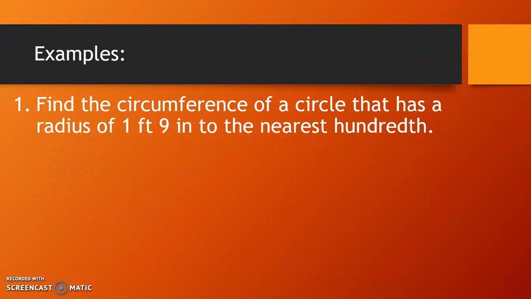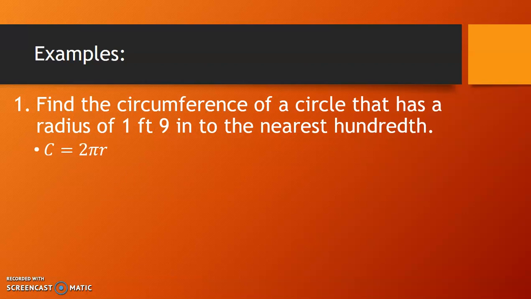Next one here, they want us to find the circumference for a radius that is 1 foot and 9 inches. Now, if you have problems like this one where your measurement of the radius or the diameter has 2 different units in it, like this one has feet and inches, you're going to want to somehow either convert that to a decimal form, or you're going to want to convert it all to a specific measurement. So you're either going all to feet or you're going all to inches.